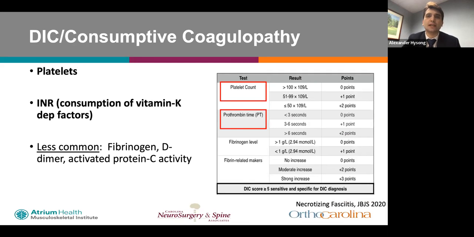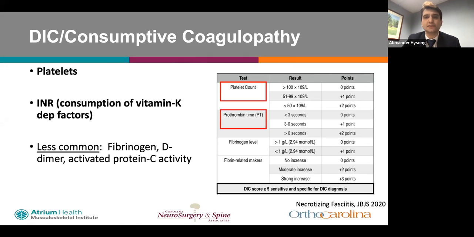DIC and consumptive coagulopathy. Well, we know that sepsis in general can cause a coagulopathy, both through hyperinflammation, but we also know that necrotizing fasciitis itself, particularly in the group A strep variant, is directly manipulating our fibrinolytic cascade, and we're consuming our clotting factors in order to wall it off. Often we'll have platelets and INR early when we're evaluating these patients. If platelets are low, like in our case study listed earlier, we should be concerned. INR can be a sign of consumption of vitamin K dependent factors.